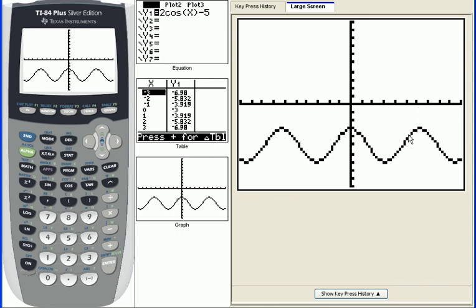Don't forget to convert your pi's into decimals if you're using your calculator. So hopefully that gives you a little bit of visualization of what will happen on your graphing calculator when you have to plot something using that wonderful device.